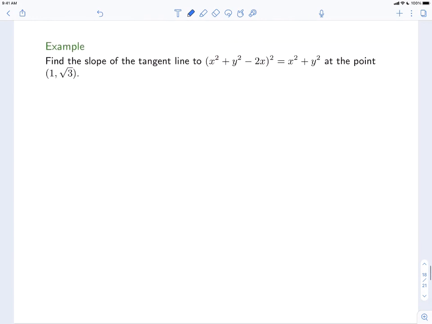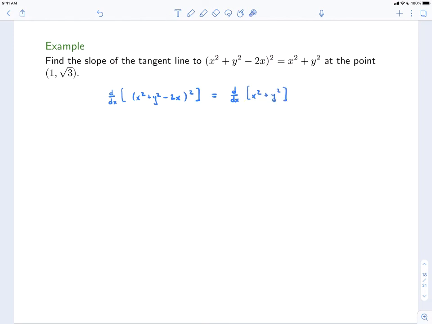So we're asked to find the slope of the tangent line to this curve at the specified point. Once again, this point is given to us, and that will make our computations a little bit easier. So we start by computing the derivative of both sides. We're going to have (x squared plus y squared minus 2x) quantity squared equals the derivative with respect to x of x squared plus y squared.